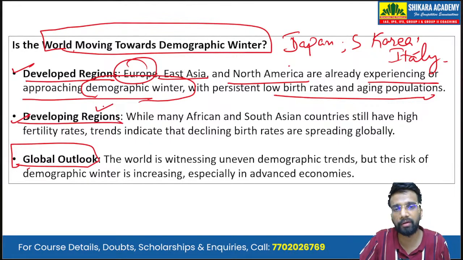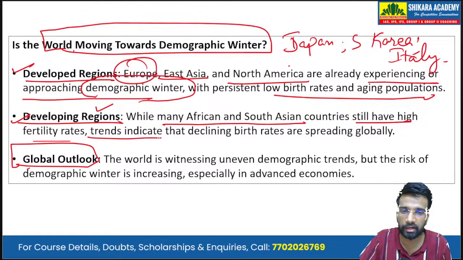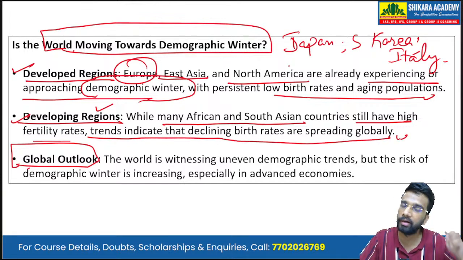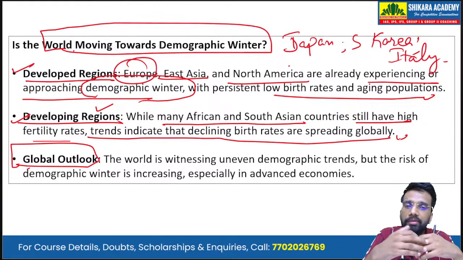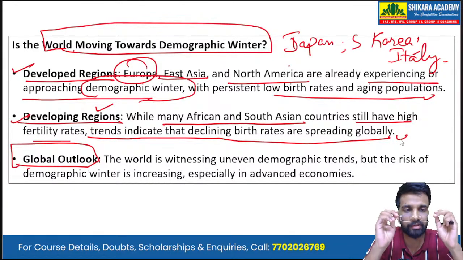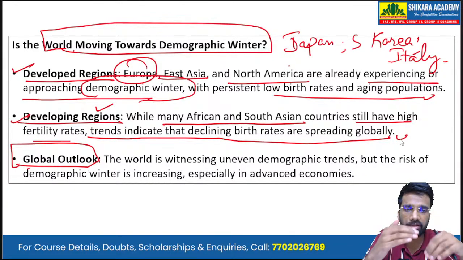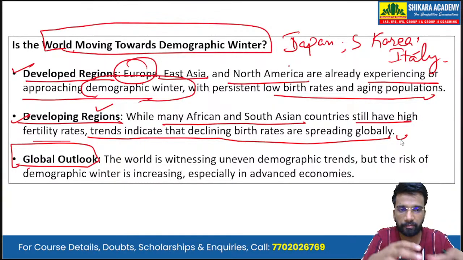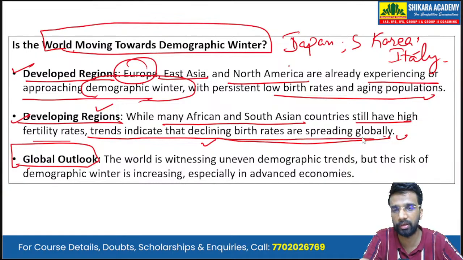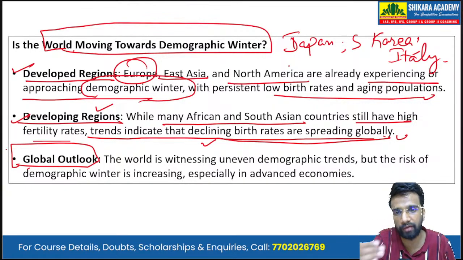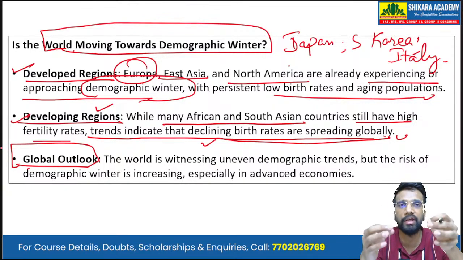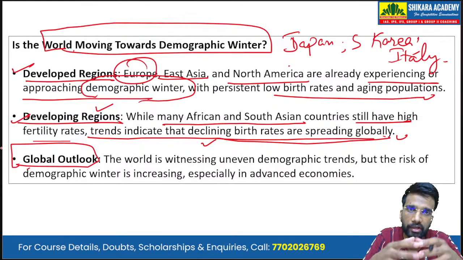Then we talk about developing regions. Many African and South Asian countries still have high fertility rates, but the trends indicate that declining birth rates are spreading globally. So even though in the developing regions of Africa and South Asia the total fertility rate is higher, the trends are indicating declining birth rates, which is spreading globally. Even though these areas have high fertility rates, the trend has been that the fertility rates in these areas are going down.